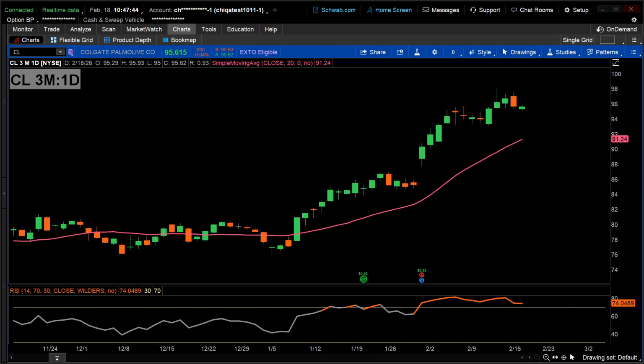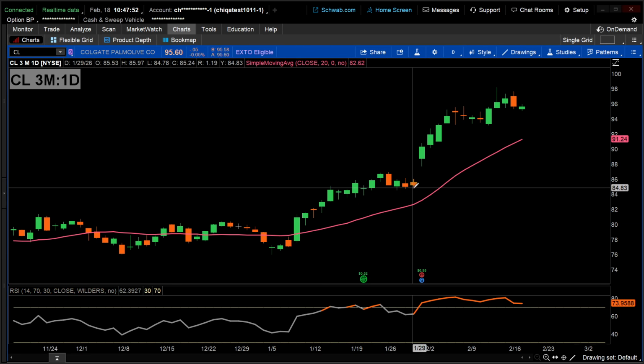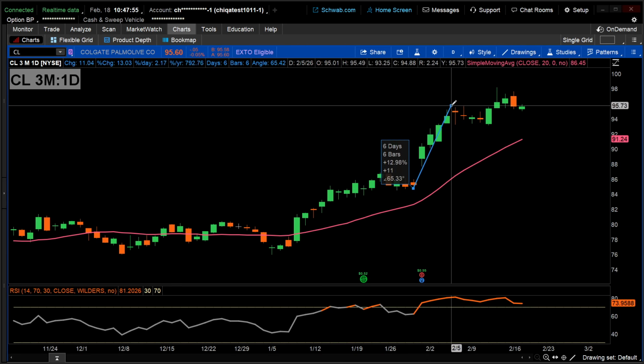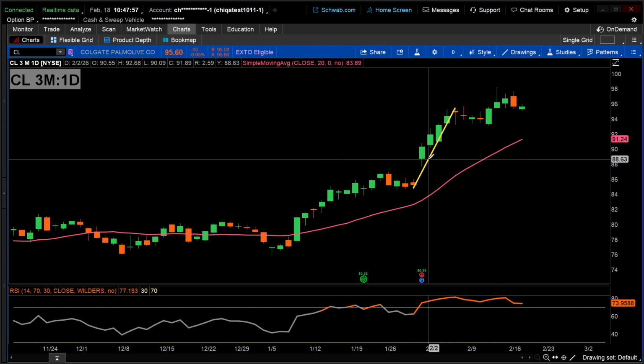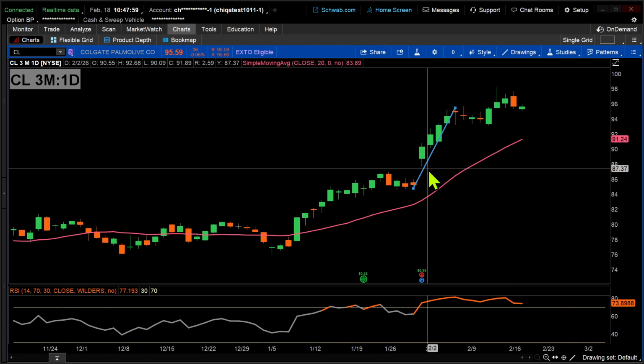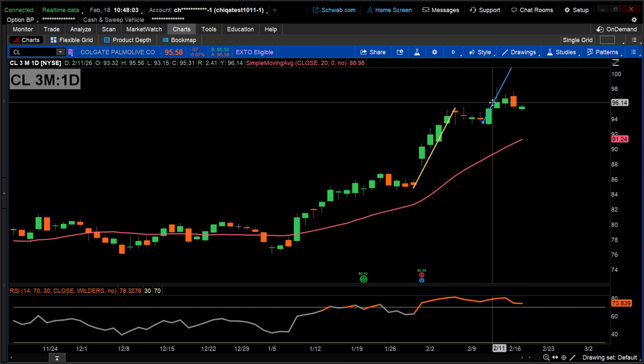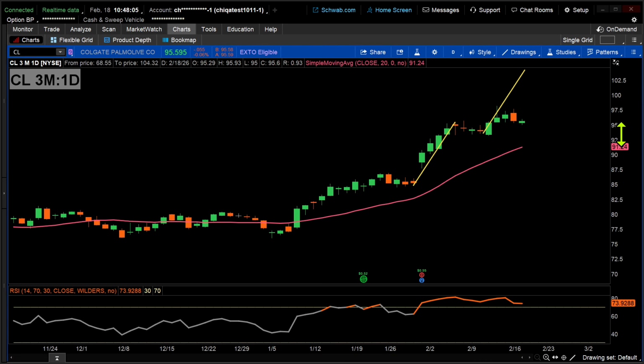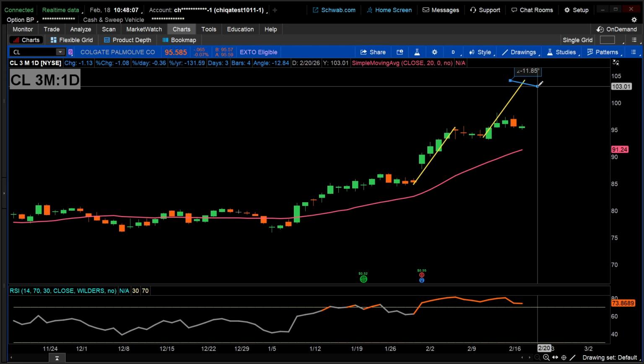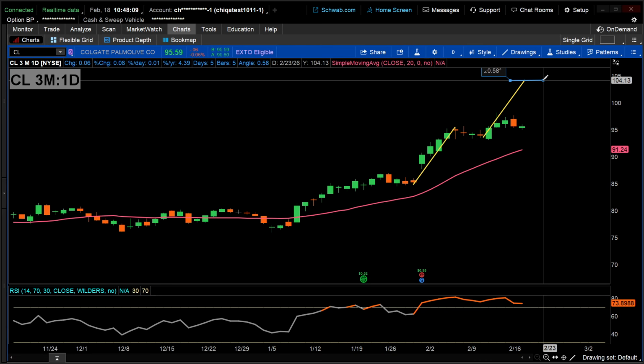So we can use our line tool here on the Thinkorswim platform to kind of estimate what those distances are, or those measurement objectives. If we measure from that support level to the high, we might just simply take that and duplicate it, put it right back up here on top, and say when that breaks out, that's the distance that we might expect this bull flag pattern to go.